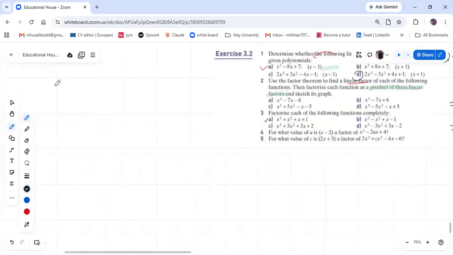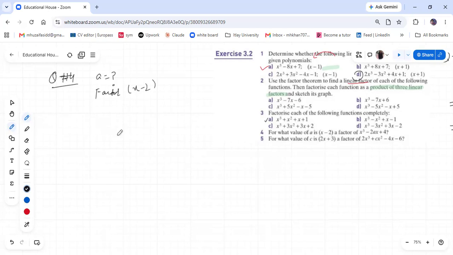Q4 is: for what value of A? So basically, I'm writing the data for what value. It means we want to find the A. Our factor, our factor is what?